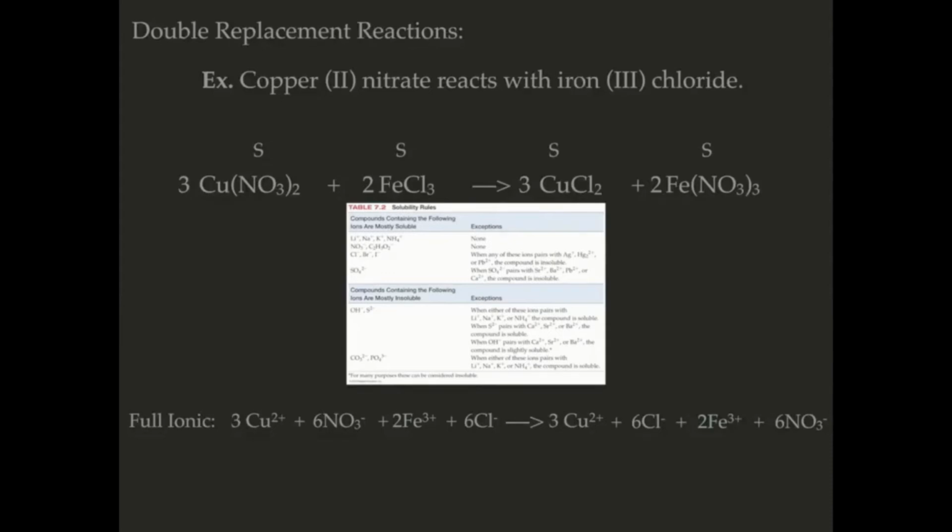Notice everything broke apart. And so, to find my net ionic equation, what I'm going to do is anything that's the same on my reactant and my product side, I'm going to cancel out. And so what you should notice is everything cancels out, which means that there is no reaction. The net ionic equation, there's nothing. No reaction actually occurs. Nothing's going to form. Okay? So you've learned now how to write a double replacement reaction. You've learned about solubility rules. You've learned how to write your full ionic and then your net ionic. So let's do a couple more practices.